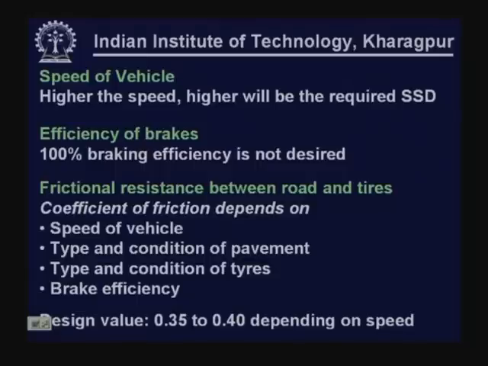Old, worn out tires which are practically flat, and new tires with very good treads, behave in different ways. And also the brake efficiency, as I told, if it is 100% brake efficiency, wheels are completely locked against rotation. So, obviously, a higher coefficient of friction will be applicable within the braking distance. Yes, the coefficient of friction varies depending on all these factors, but for design purposes, the Indian Roads Congress has recommended a value in the range of 0.35 to 0.4 depending on the speed of the vehicle. For higher speeds, the values are lesser.